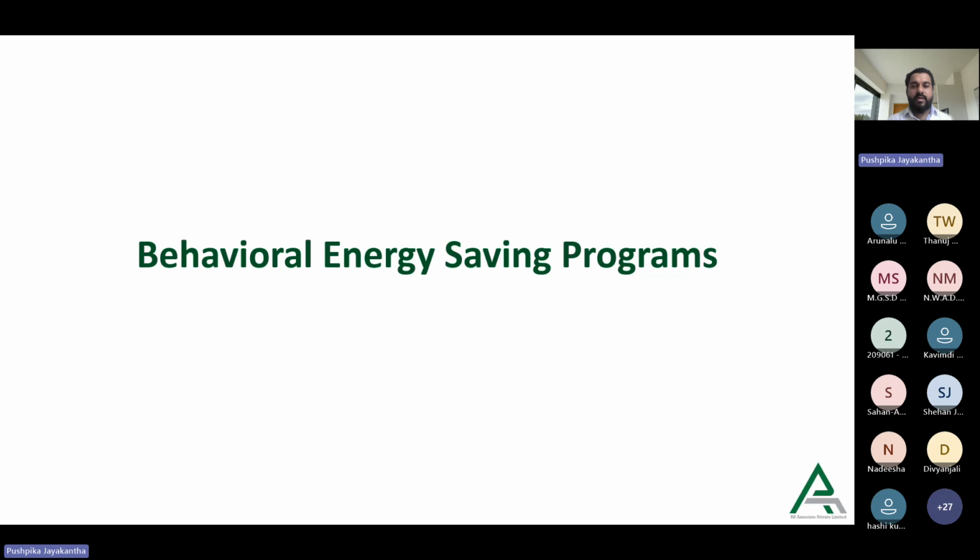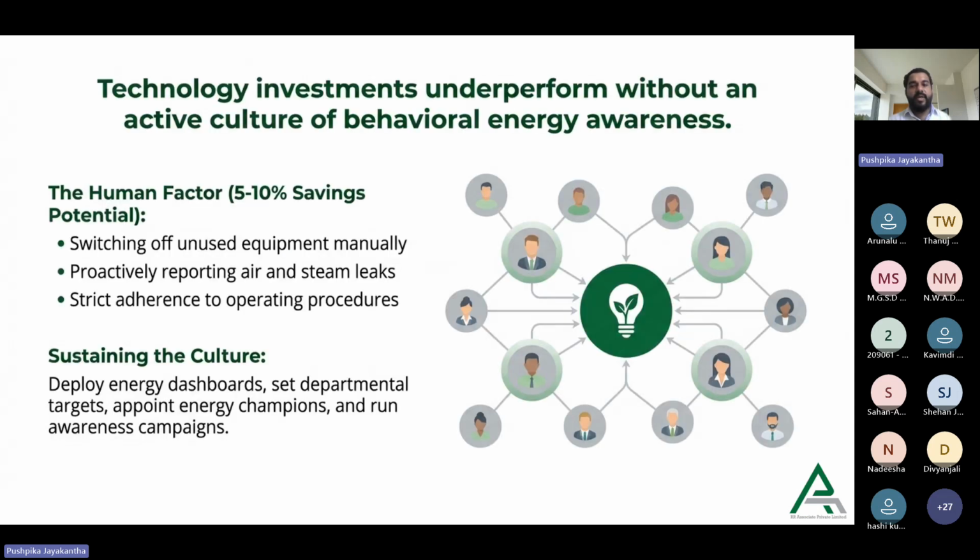Now, technology alone cannot achieve optimal energy performance because human behavior plays a critical role. Therefore behavioral programs are an important component of an effective energy management system. In many industrial facilities, energy waste occurs due to routine operational practices rather than equipment inefficiencies. For example, equipment running during idle or non-productive hours, or lights or AC systems operating in unoccupied areas.